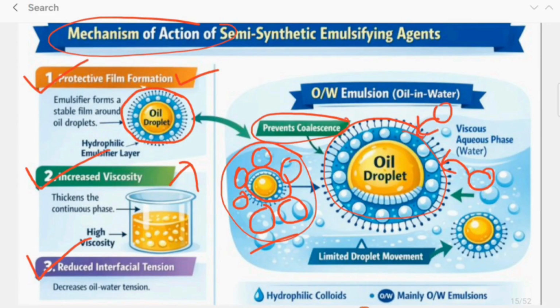And the next one is, it also increases the viscosity. It enhances the viscosity so that the instability reduces. And it also reduces the interfacial tension, meaning between the two immiscible phases there is an interfacial tension, and that is reduced by these emulsifying agents.